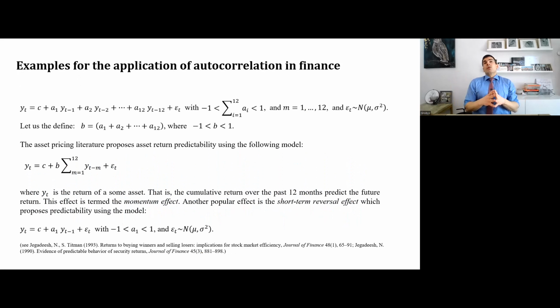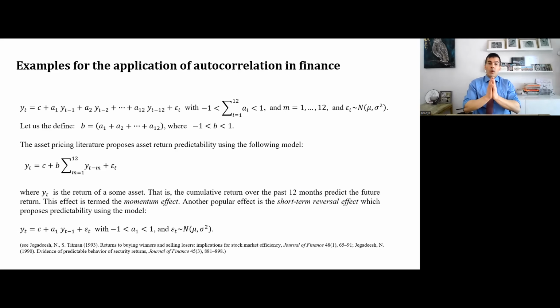So now you may wonder, what has all this to do with finance? Well, some examples for applications of autocorrelation in finance are given here. Let's consider again a process Y_t. We have an intercept term modeled via the parameter c, and we have 12 lags in this model: Y_{t-1}, Y_{t-2} until Y_{t-12}, and the corresponding parameters a1 until a12.